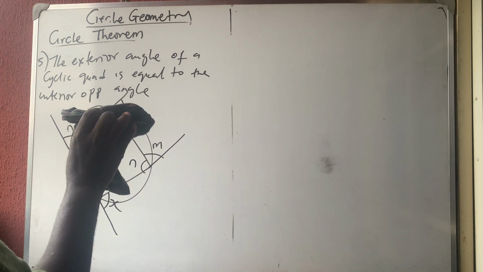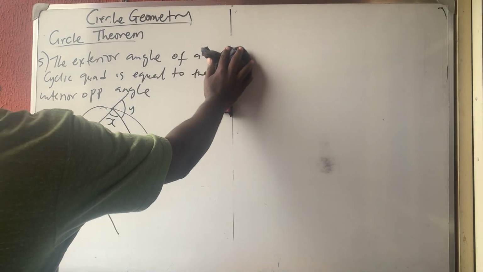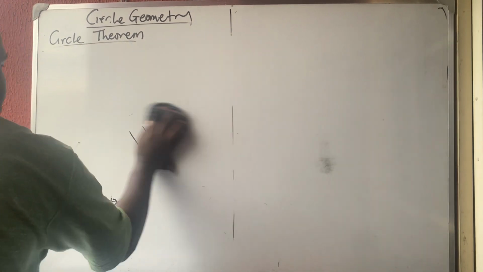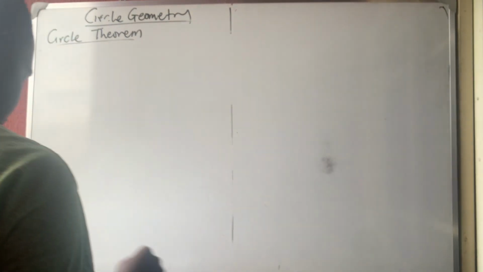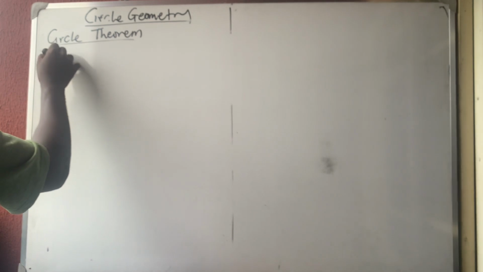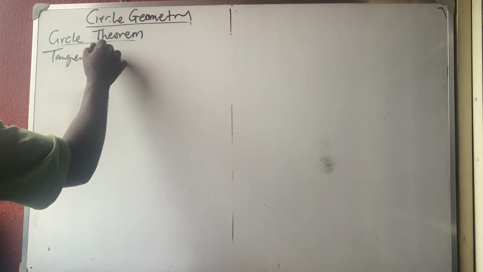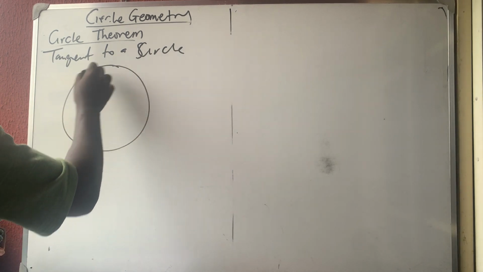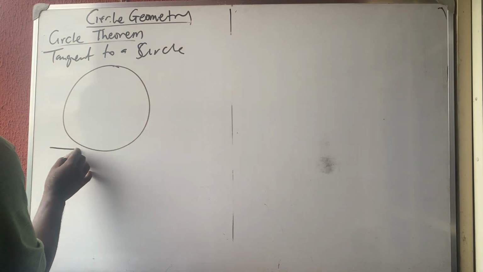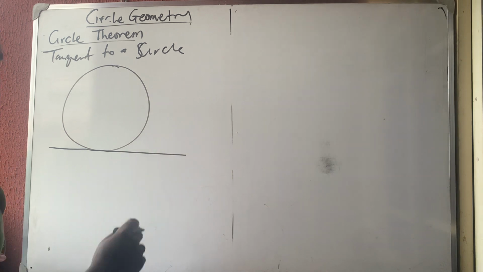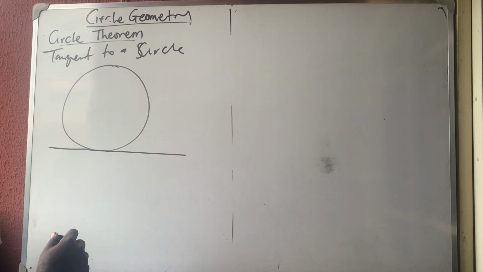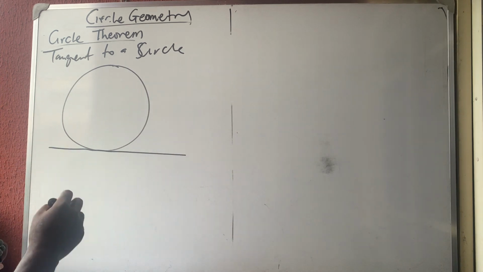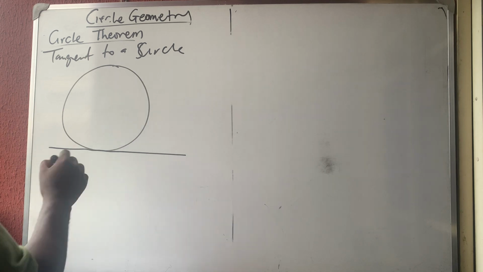Okay, can I clean? Yeah. So number 6. Now let's move into tangent. Tangent to a circle. First of all, if you have a circle like this, any line that touches the circumference like this is called the tangent. Okay, so this is the tangent.